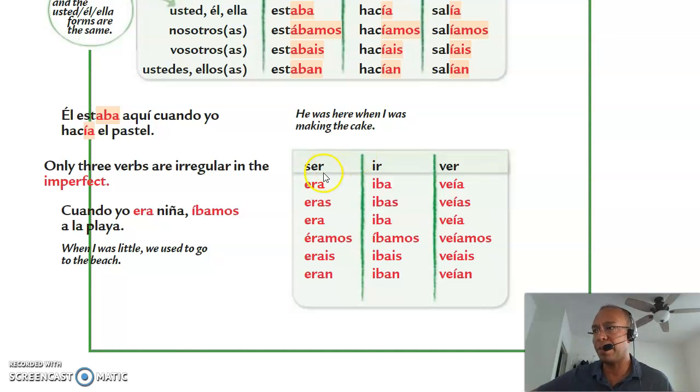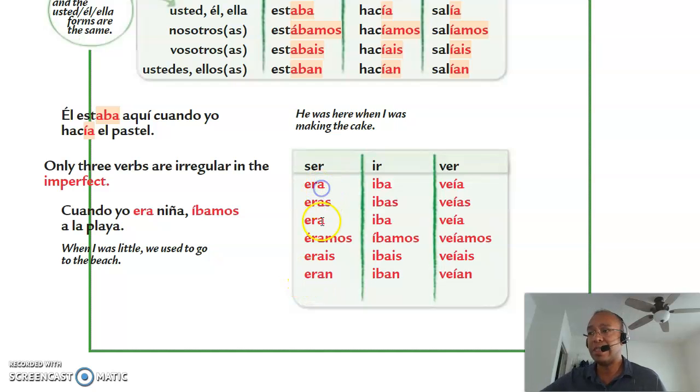So, for example, ser will be era, yo era, I used to be. Tú eras, you used to be. Él, ella, and usted era, again, they share the same endings, and the yo form shares the same ending, as you can see. Éramos, we used to be. Erais, vosotros, you used to be. And eran, they used to be.